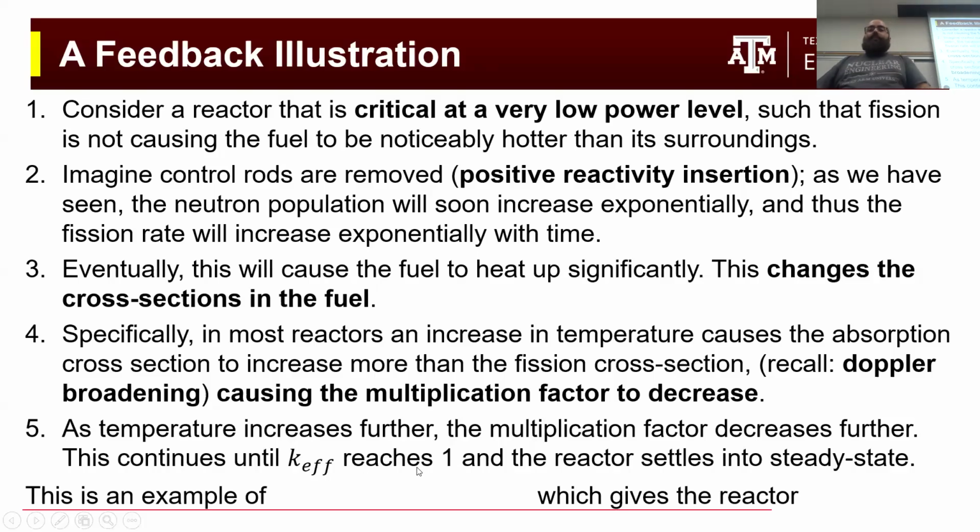And basically what would continue to happen is that as that temperature grew and grew and grew, the cross sections would respond, you would get increased absorption, and eventually you get so much absorption that you start to see that multiplication factor dip. And eventually that multiplication factor would settle back down to 1, and your reactor would settle into a new steady state at some time after the initial reactivity insertion happened. So this is an example of negative feedback.